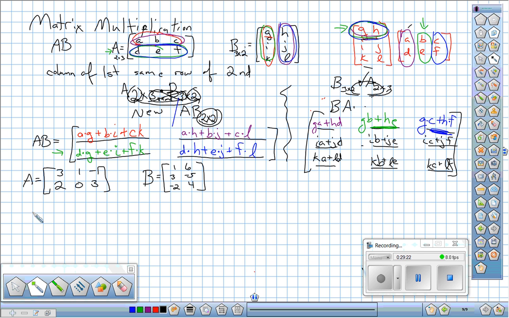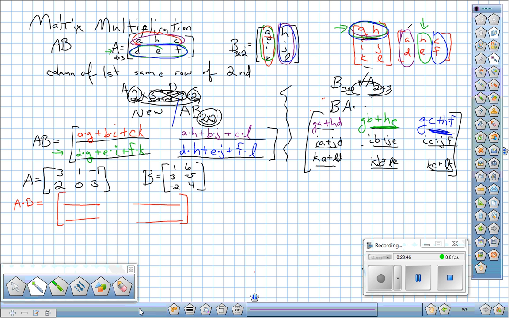So first I'm going to ask you to do AB. So A times B. Because this is a 2 by 3 and a 3 by 2, I know what I'm going to have is a 2 by 2 matrix when I get done. So I have 2 rows and then I have 2 columns.